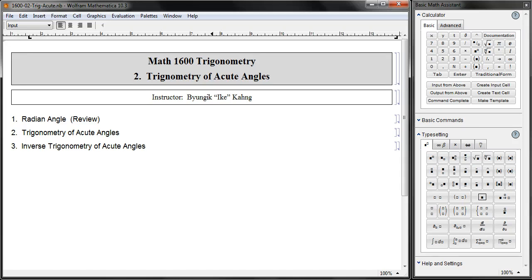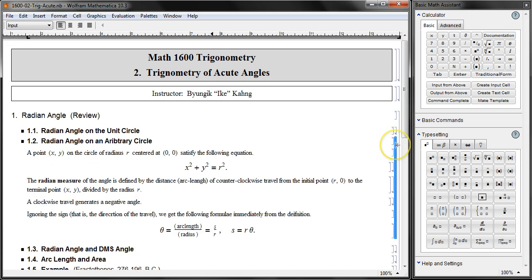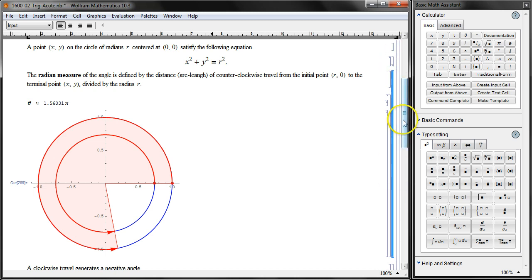Lesson 2, Trigonometry of Acute Angles. First, let's begin with a review. Radian angle. Let's go directly to the core of this concept right here.